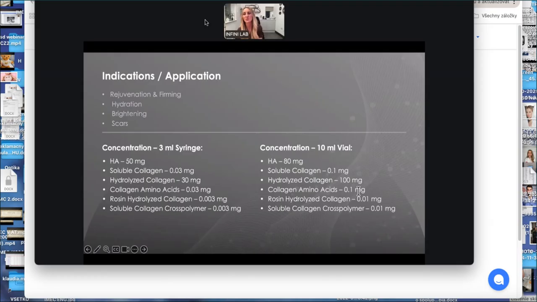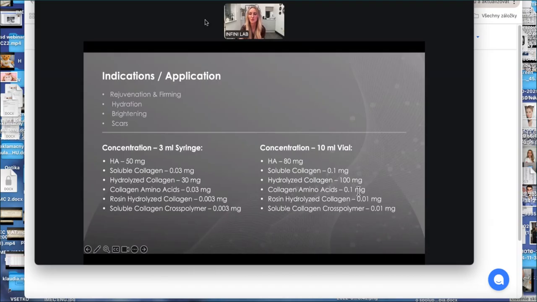I use it when I want to work precisely, when I see local laxity, a specific area that needs density, fine atrophic lines, or a small depression in the skin. Because the higher concentration means a stronger push for the fibroblast, exactly in the place where we need this little reconstruction. And the vial has a little bit lower concentration per ml, but we get a much bigger volume.